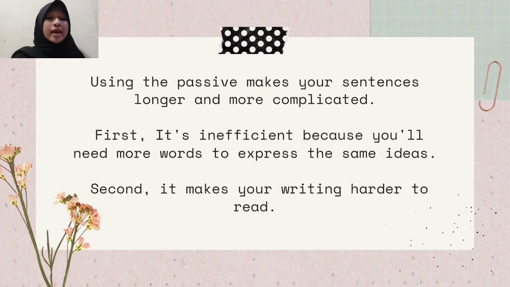Using the passive makes your sentences longer and more complicated. This isn't good unless it's necessary. First, it's inefficient because you'll need more words to express the same idea. Second, it makes your writing harder to read. So remember that to use the passive, you need a good reason. If there's no reason, don't use it.